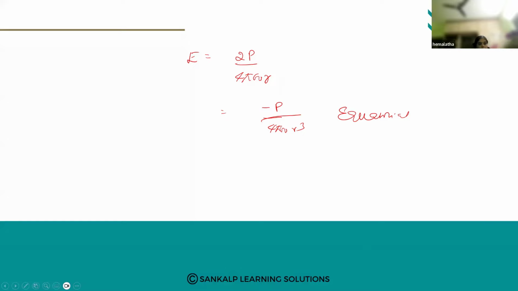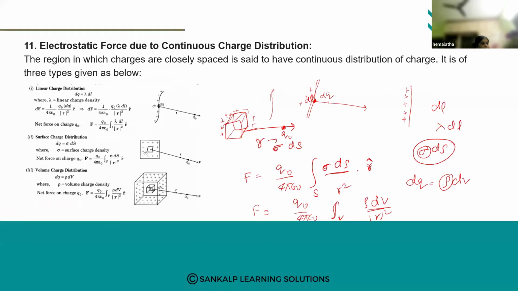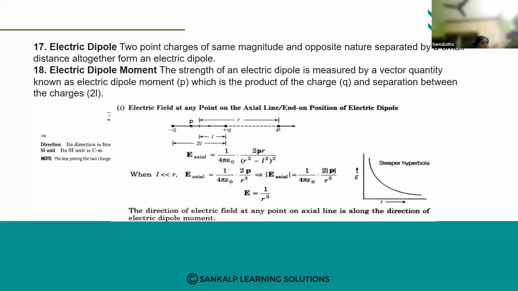How the equipotential surface and electric field lines look, I told these things. This is also the electric dipole moment. Electric dipole means two point charges of the same magnitude and opposite nature separated by a small distance. The strength of an electric dipole is measured by a vector quantity known as electric dipole moment, which is the product of the charge and the separation between the charges: q into 2a. That is the electric dipole moment.